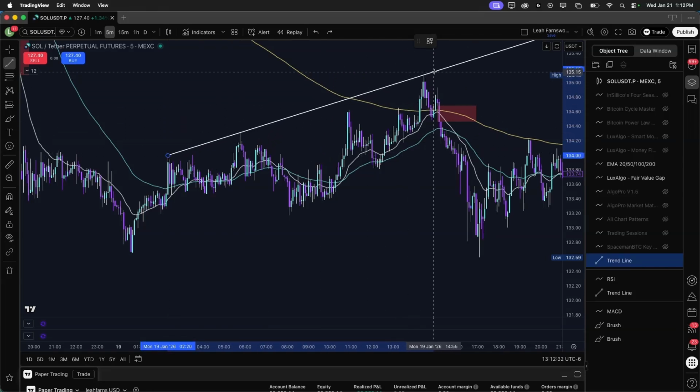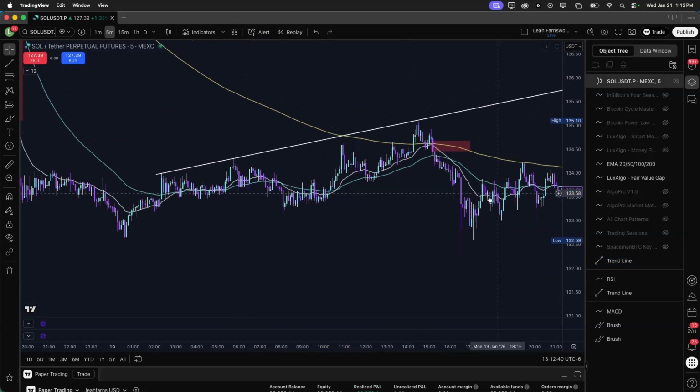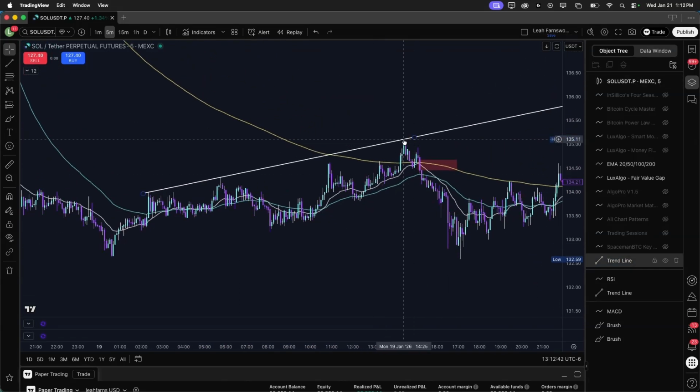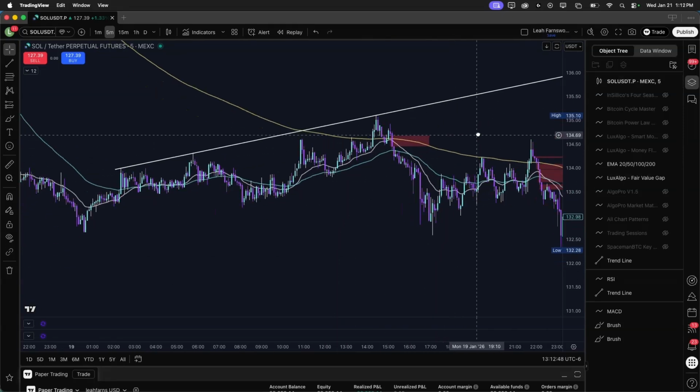1, 2, 3, okay? So you'll see how perfect these wicks hit this trend line. 1, 2, 3, okay? We fail, right? We came all the way up here, failed to break this trend line, and then what do we see? Just kind of tapered back downwards, which this would have been an excellent short play.